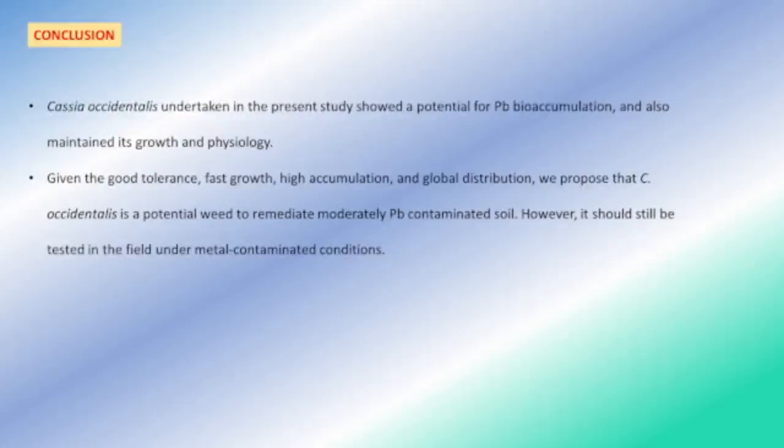So, the conclusion of the present study is that Cassia occidentalis shows a very good potential for lead bioaccumulation and also maintains its growth and physiology. Given the good tolerance, fast growth, high accumulation, and its worldwide distribution, we propose that Cassia occidentalis is a good potential weed to remediate moderately lead contaminated soil.